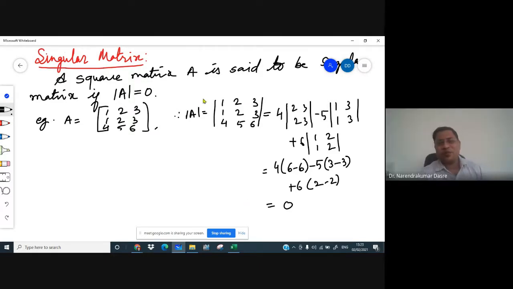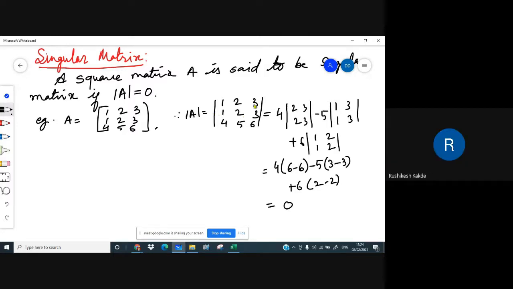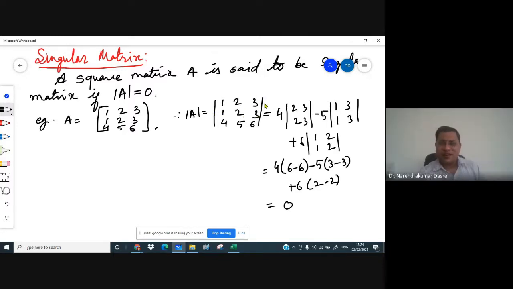There is a simple property of any determinant. If two rows or two columns are the same, then the value is 0. If two rows or two columns are equal, then the determinant value is 0. So without calculating, you should be sure that the value is going to be 0. So we get the determinant of A is equal to 0. By the definition, if the determinant is 0, we say that the matrix A is singular.